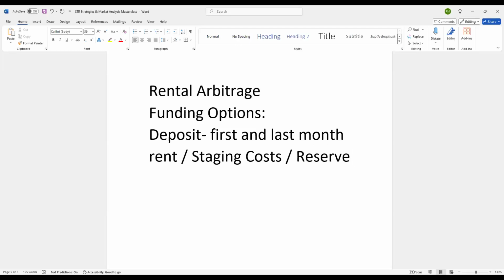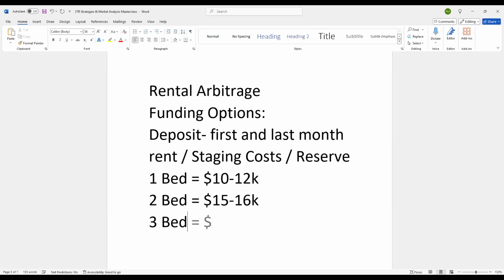So all that being said, on a one bedroom, to be comfortable, you're going to need to be all in for all of those things that I've just mentioned in the 10 to 12,000 range. Obviously, as you get bigger properties, you're going to need to be a little bit more. And so on, you get the idea here.